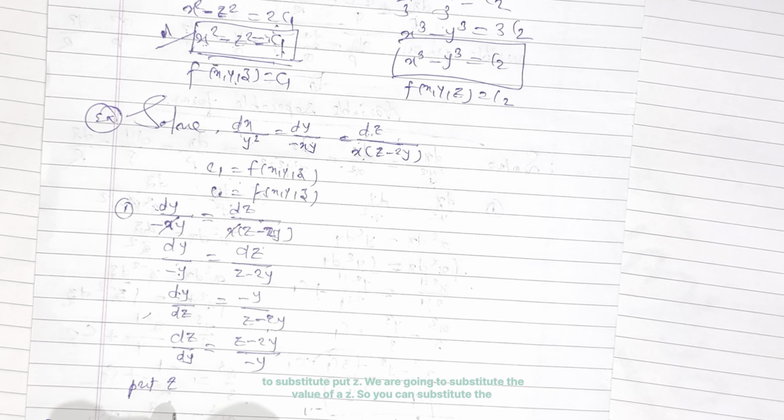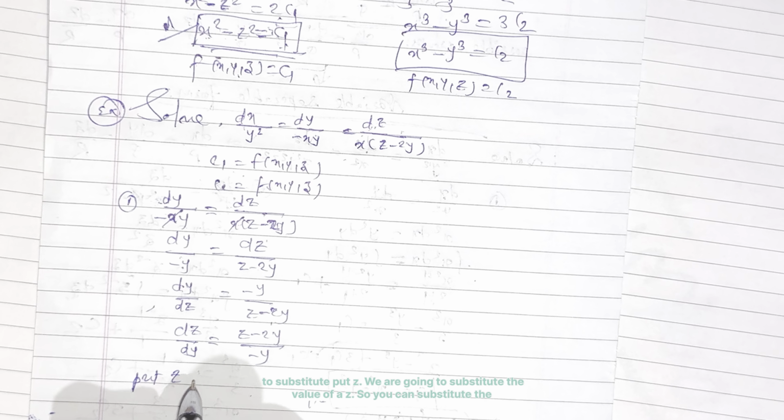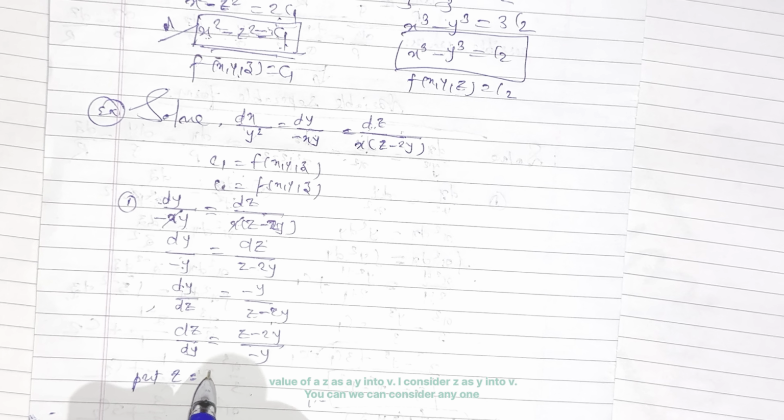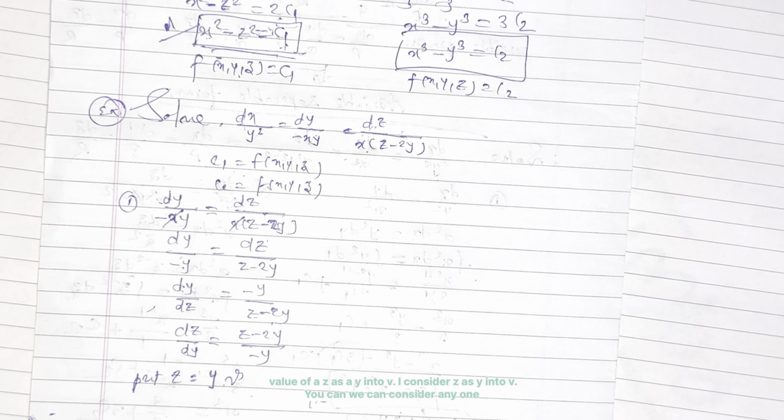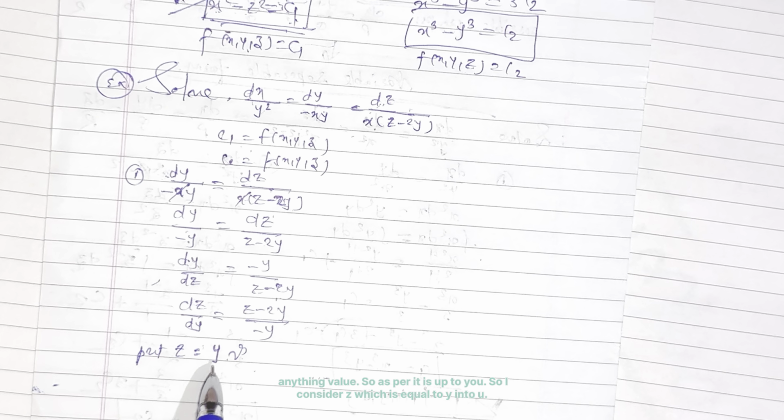We are going to substitute the value of z. So you can substitute the value of z as y into v. I consider z as y into v. You can consider any value, it is up to you. So I consider z which is equal to y into v.